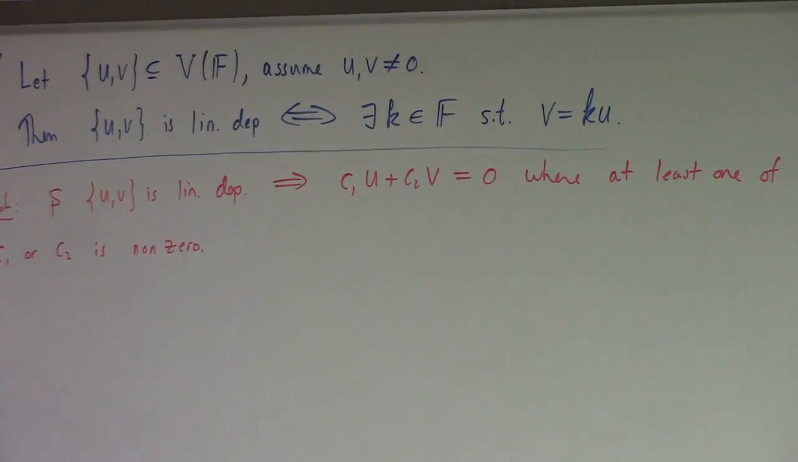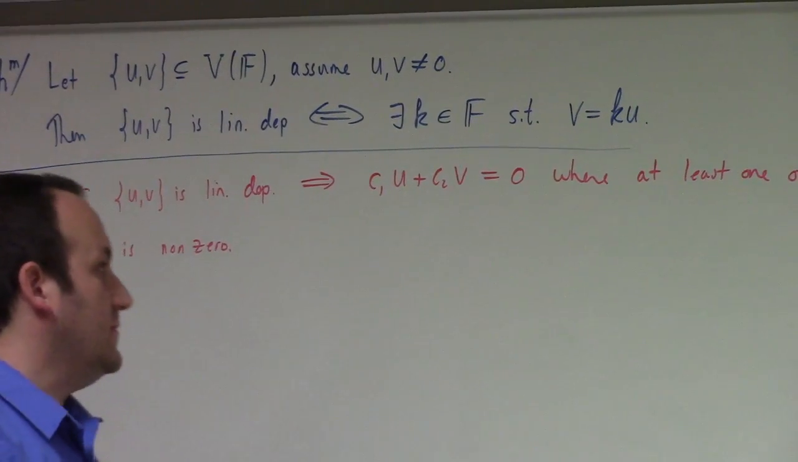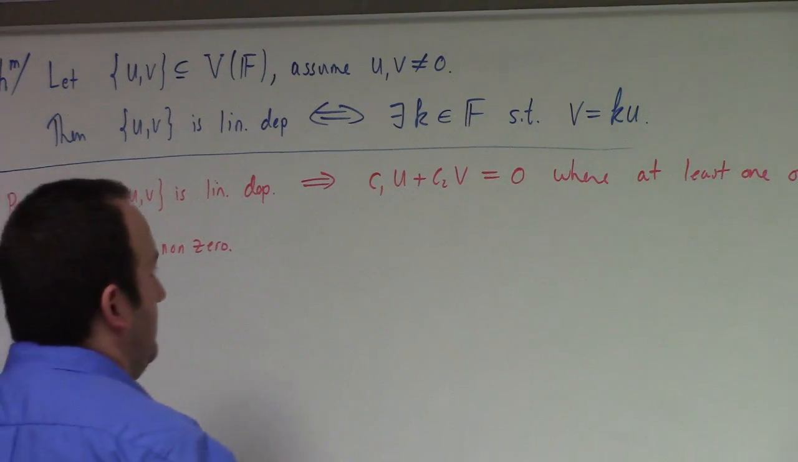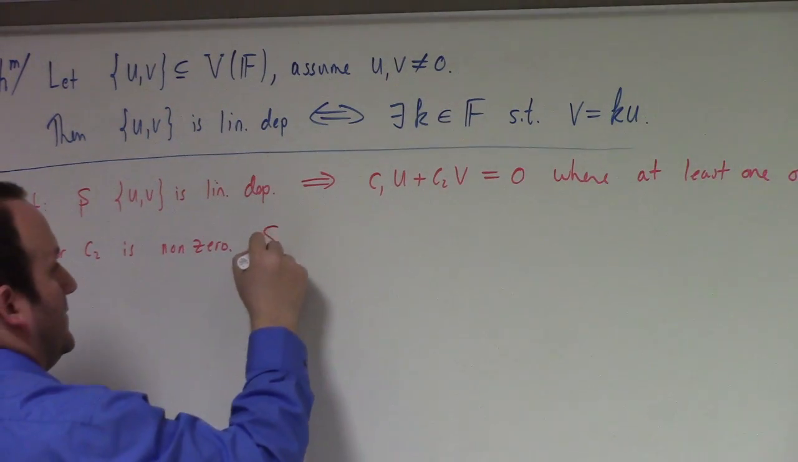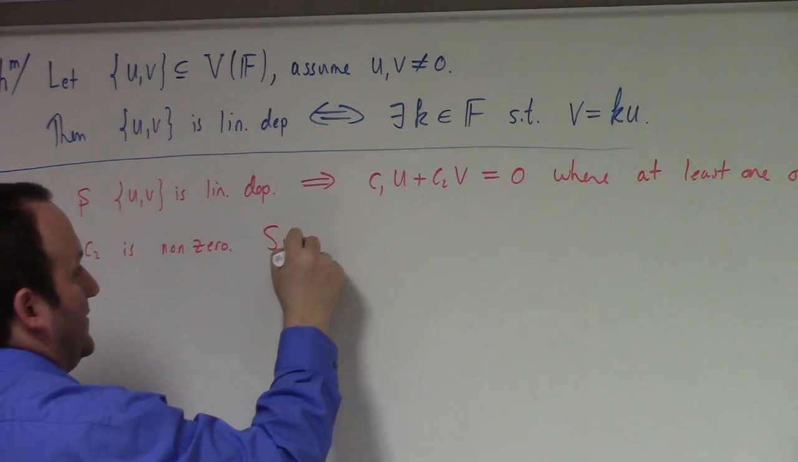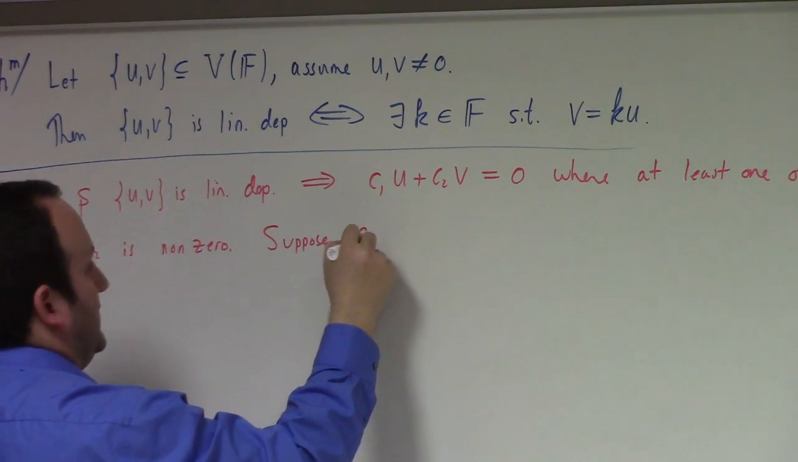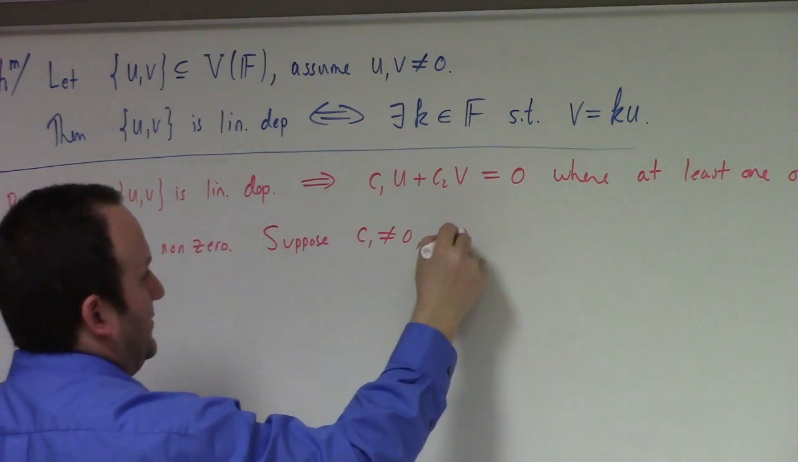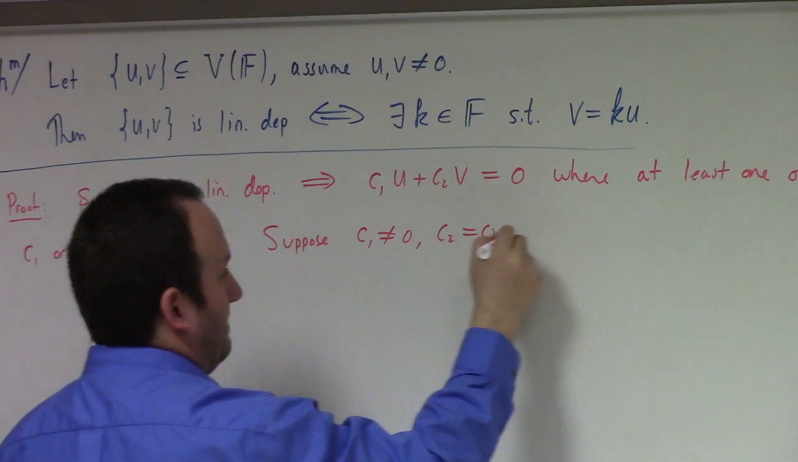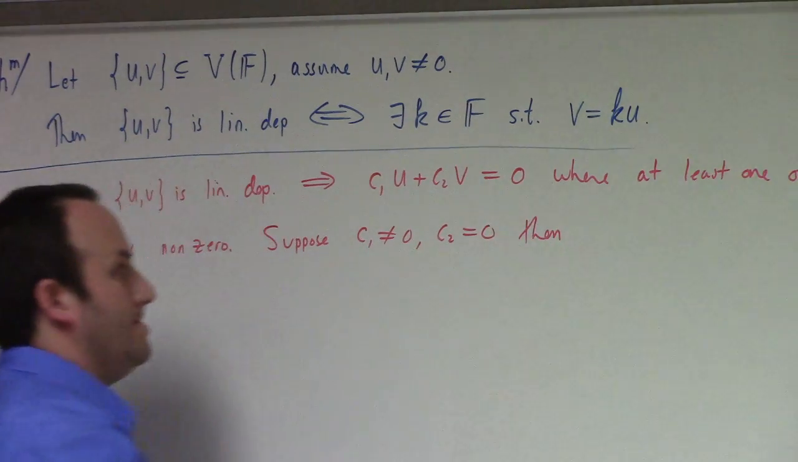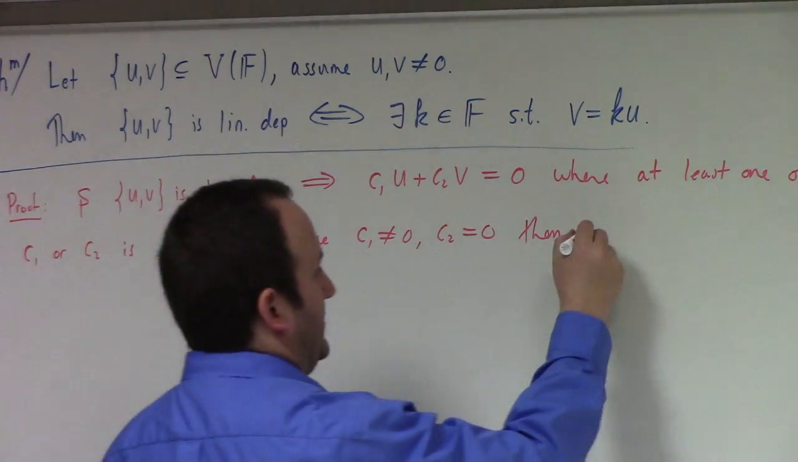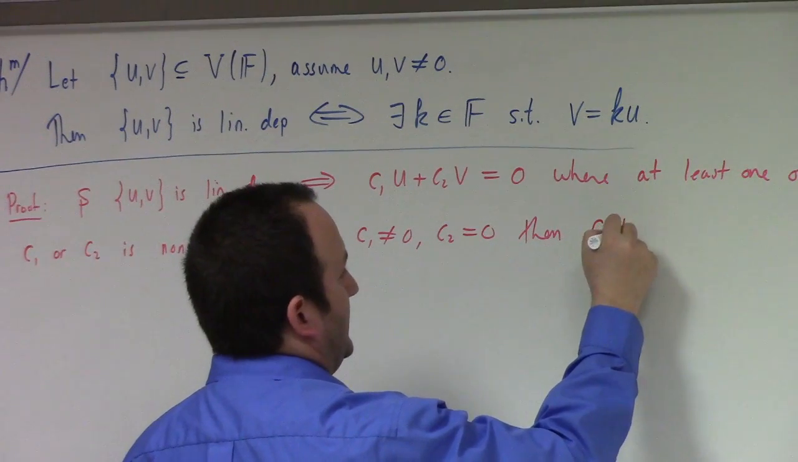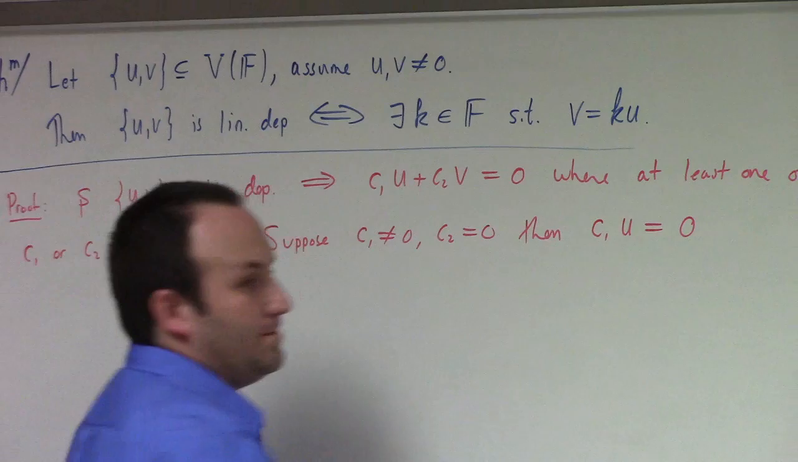Right. So in fact, you can easily argue that they both have to be non-zero. How do you do that? Let's see. Suppose C1 is not equal to 0, but C2 is equal to 0. What would that tell us? Right, we would have what? We have C1 times U is equal to 0.